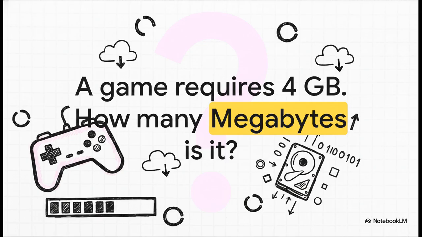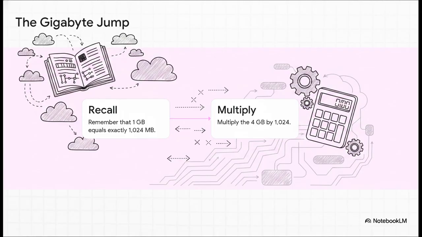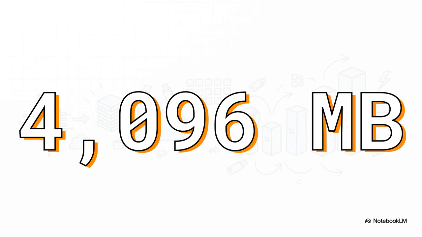So how do we convert it? We go straight back to our rule. We remember that 1 gigabyte equals exactly 1024 megabytes, right? So we simply multiply our 4 gigabytes by 1024. And that gives us 4096 megabytes. I know, these numbers can look a little intimidating at first glance, but they really just rely on a simple multiplier. See? Handling big numbers is a breeze when you know the secret code.